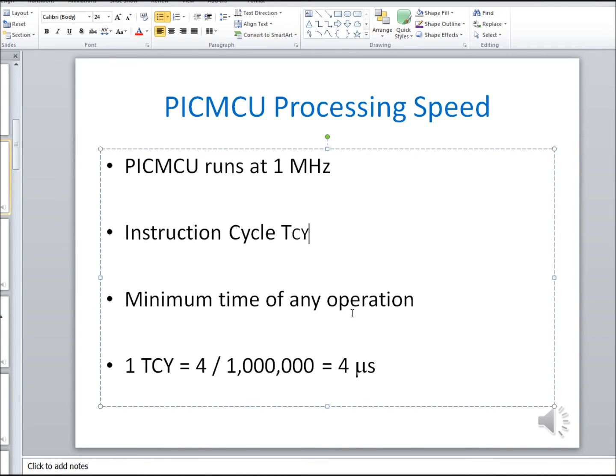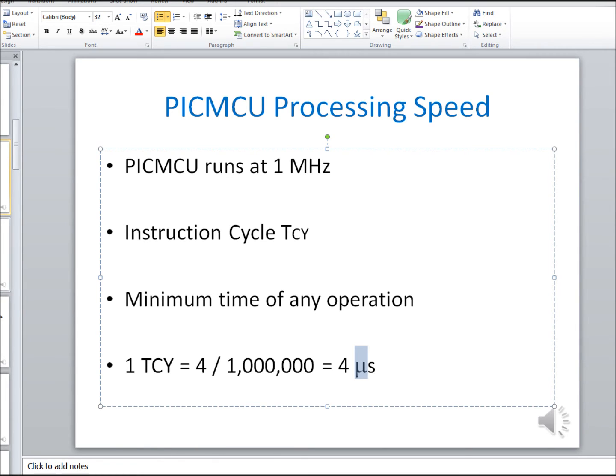Okay? It's the minimum time for any operation, like turning one of these pins on. One instruction cycle is 4 divided by whatever the operating speed is. It's 1 megahertz here, so 1 million. 4 divided by a million is 4 microseconds. Get used to this prefix. That's mu, the Greek letter mu, which stands for micro. 10 to the minus 6, in other words.